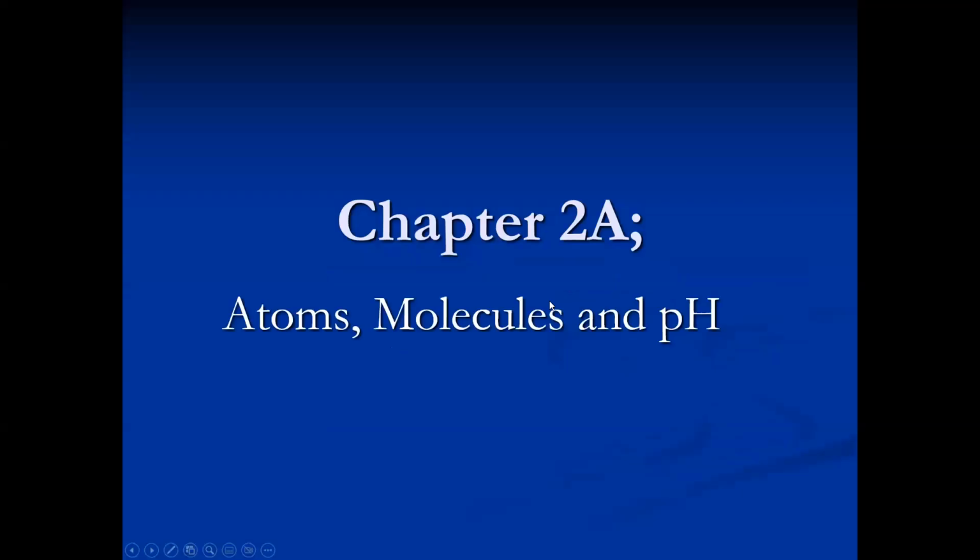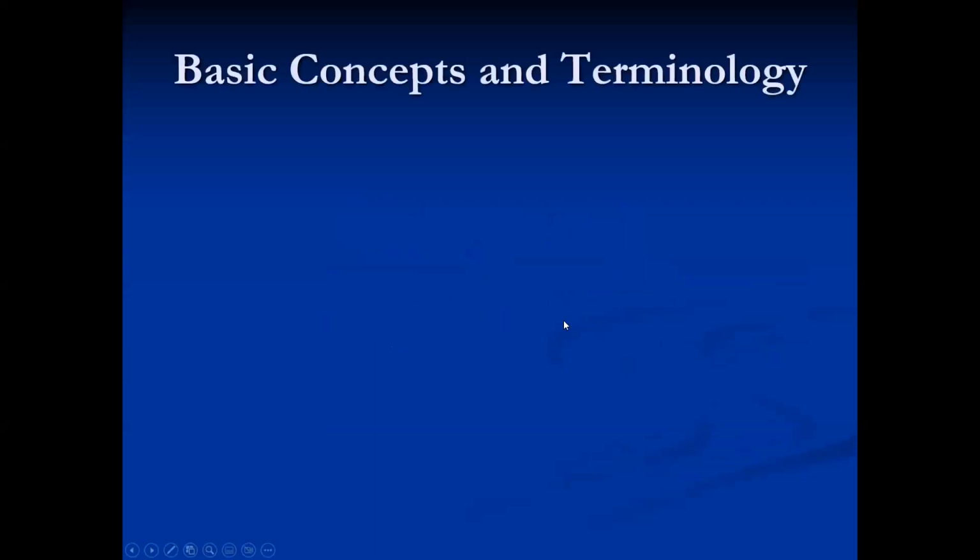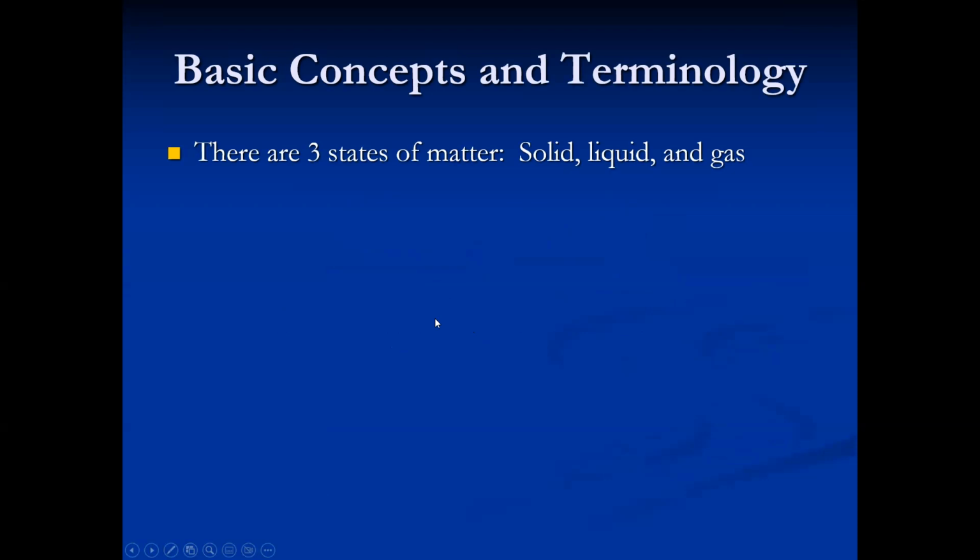Okay, here we go. Chapter 2A, it's all about atoms, molecules, and pH. What are some basic concepts and terminology that you will need to understand for this chapter? Well, first, there are three states of matter: solid, liquid, and gas. There's actually a fourth state called plasma, but we're not going to worry about that. It's found only in the sun and in some scientific laboratories.